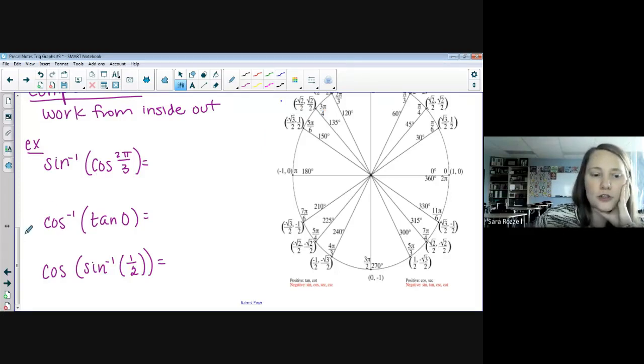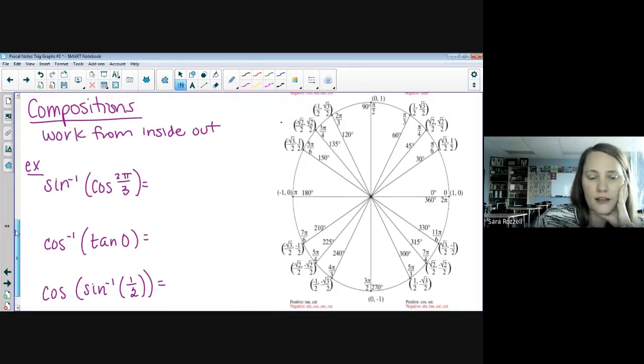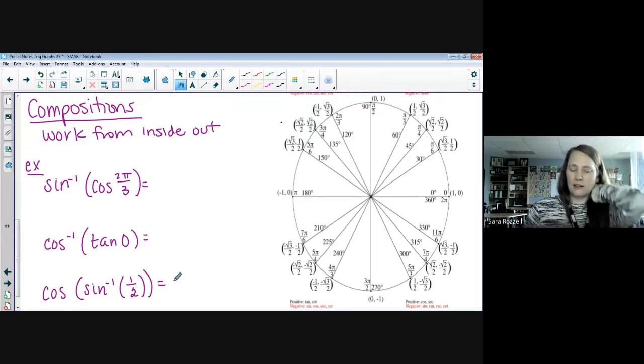All right, so let's give this first one a shot. So the first one, what are we working first? Are we doing the sine part first or the cosine part first? The cosine, because it's on the inside. So we're just going to write down what cosine of 2 pi over 3 is.